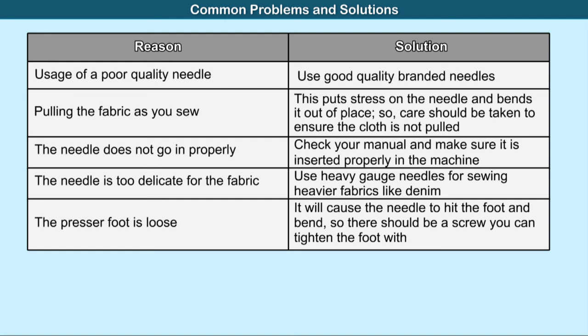Reason: the needle does not go in properly. Solution: check the manual. Make sure it is inserted properly in the machine. Reason: the needle is too delicate for the sewing. Solution: use heavy gauge needles for sewing heavier fabrics like denim. Reason: the pressure foot is loose. It will cause the needle to hit the foot and bend. Solution: there should be a screw you can tighten the foot with.